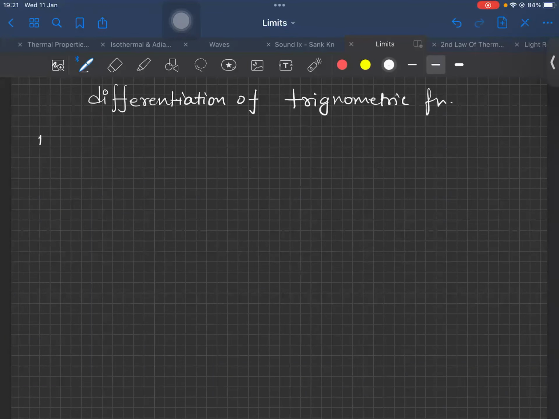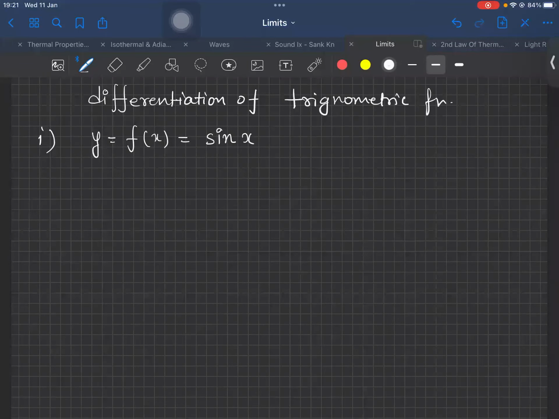So the first thing that is very important to know is the differentiation of the function sine x. Let's say y is equal to f of x, which is equal to sine x. Here x is the angle, and x is in radian. Always remember x is in radian.